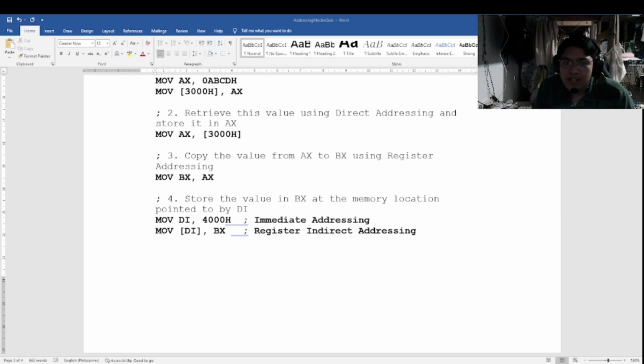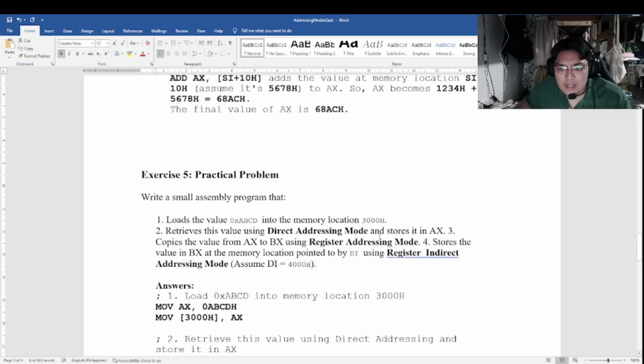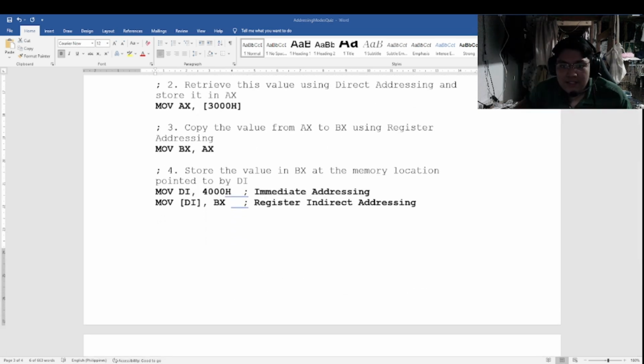Then lastly, where I have to store the value in BX at the memory location pointed to by DI. So assume DI is equal to 4000H. The snippet here is MOV DI, 4000H and MOV [DI], BX. For the first part, I use immediate addressing, and this instruction sets the value of the DI register to 4000H. So this is immediate addressing since you're directly loading an immediate value into DI. Then this instruction stores the value in BX at the memory location pointed to by DI. So this is register indirect addressing since DI is a register holding the address.